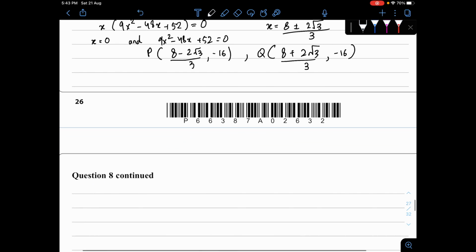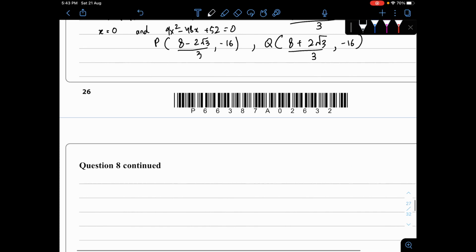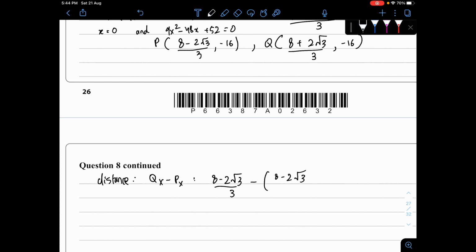To find the distance, all we have to do is take the x component of P and the x component of Q and subtract them. We take Q x away P x, the larger take away the smaller, otherwise we'll get a negative number. That will be 8 plus 2 root 3 over 3, take away 8 minus 2 root 3 over 3.